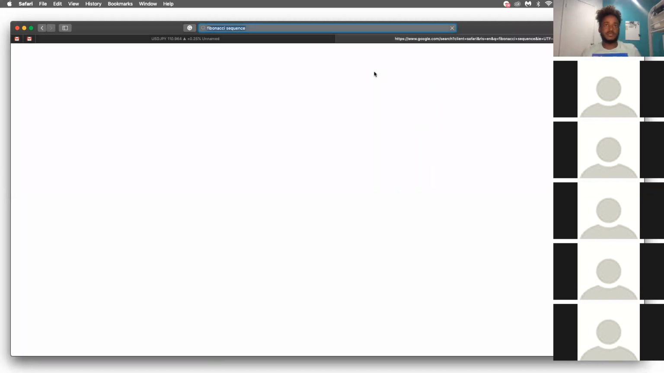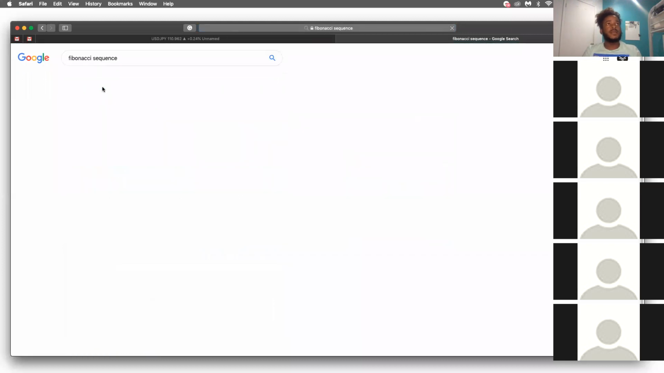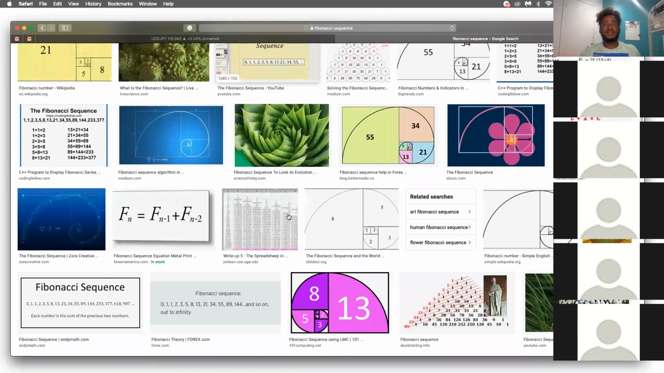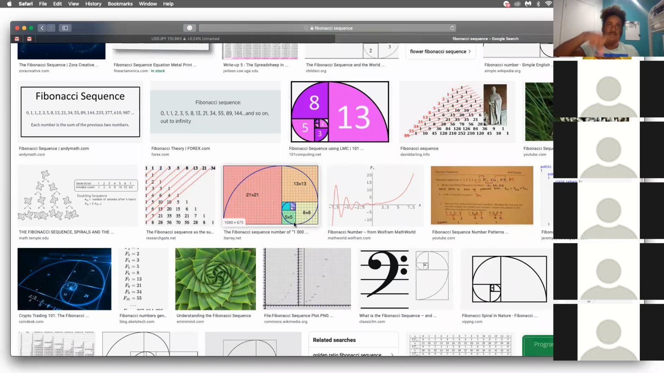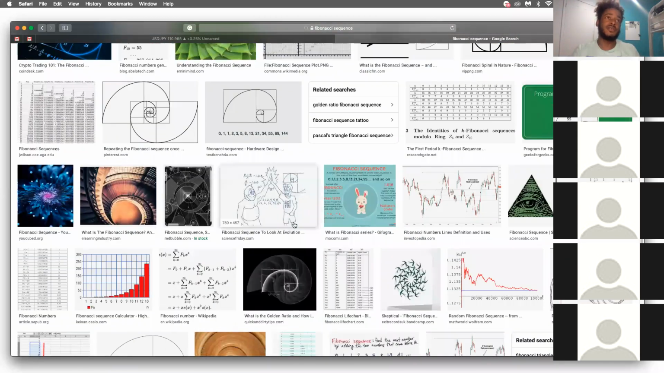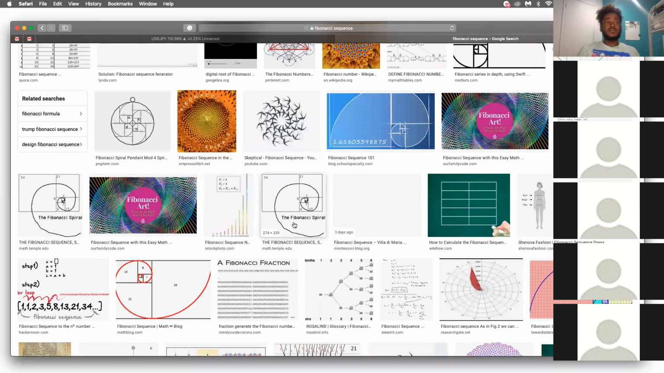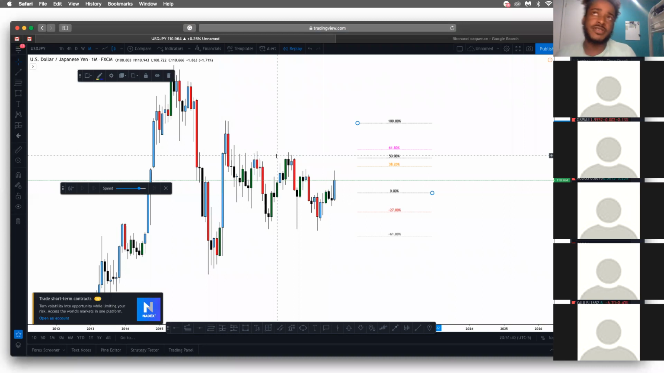Let me just look up the Fibonacci sequence. So this is what the Fibonacci sequence looks like, right? They call it the golden ratio. The 61.8 level in Forex, we call it the golden ratio, right? I can't really explain too much about the Fibonacci sequence, but it's basically a sequence of numbers that spiral down into something, whatever. You can look this up on your own. But what it has to do with Forex is that this sequence of numbers tends to repeat itself within the trends of the market, right?